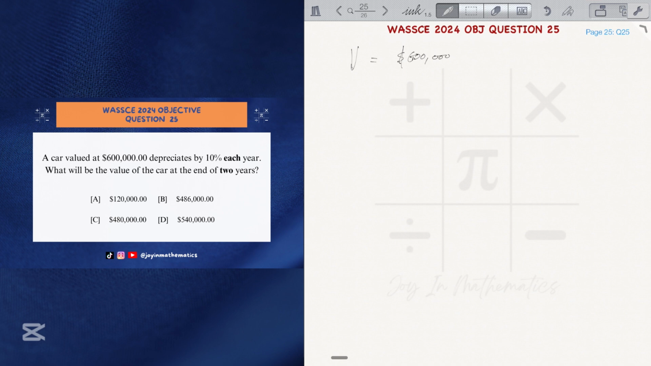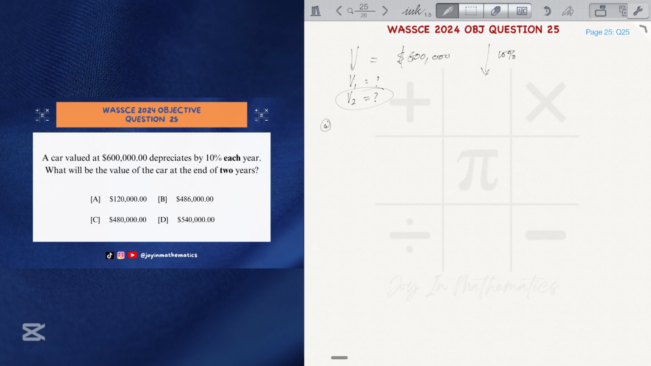So now it is depreciating every year by 10%. So we are looking for the value after the first year, let's call it V1, and also the value after the second year, V2. And now let's begin. To get the value of the first year, we'll understand that it is depreciated by 10% of the initial value, and at the second year will be the 10% depreciation of the value after the first year.